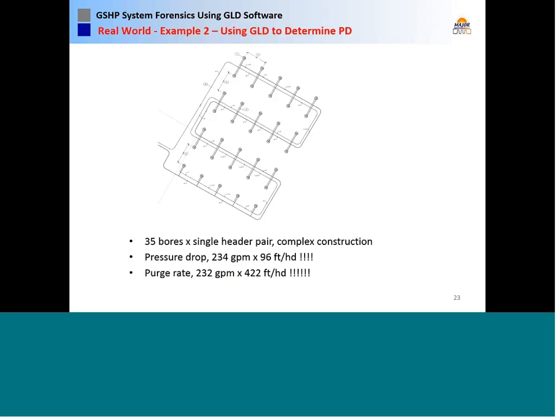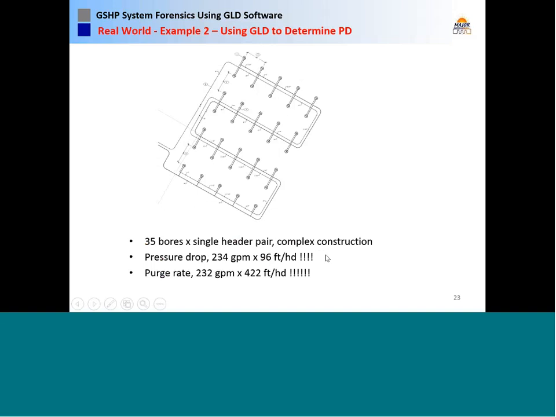But we did have one problem with the loop field. If you'll notice, we have a single header pair servicing all 35 holes. And you can use GLD to do this: GLD will do a pressure drop calculation. And at peak flow, we were at 234 GPM at 96 feet of head.